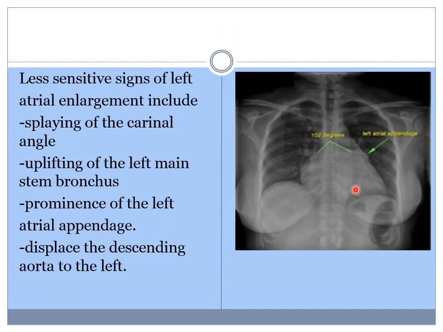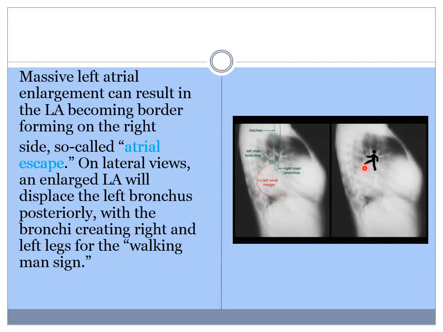Less sensitive signs of left atrial enlargement include splaying of the carinal angle, uplifting of the left main stem bronchus, prominent left atrial appendage, and displacement of the descending aorta to the left. Massive left atrial enlargement can result in the left atrium becoming the border on the right side, so-called atrial escape. On lateral view, the enlarged left atrium will displace the bronchus posteriorly, with the bronchus creating the right and left leg of the walking man sign.